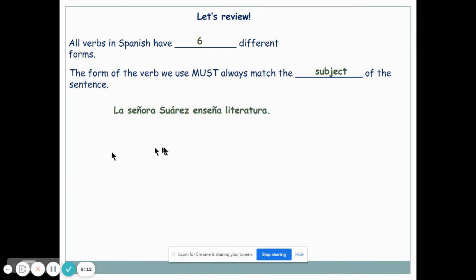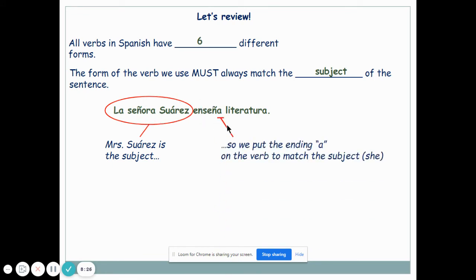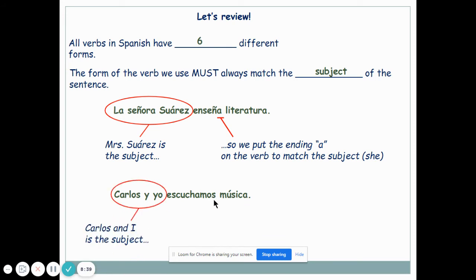Por ejemplo, la señora Suárez enseña, teaches literature. Enseña literatura. So, la señora Suárez is the subject, is who we're talking about, and enseña is the verb. However, we need to put an ending to show that it's ella. Ella, so A is for ella. Carlos y yo escuchamos música. Carlos y yo is the subject. Escuchamos, we add the amos to show that it's Carlos and yo, which is nosotros.